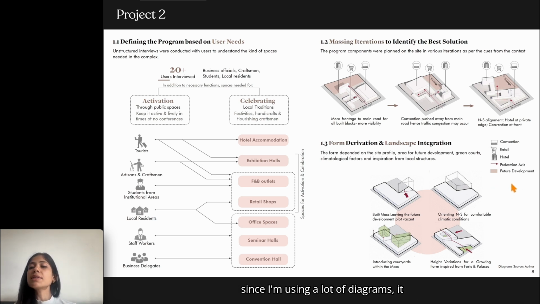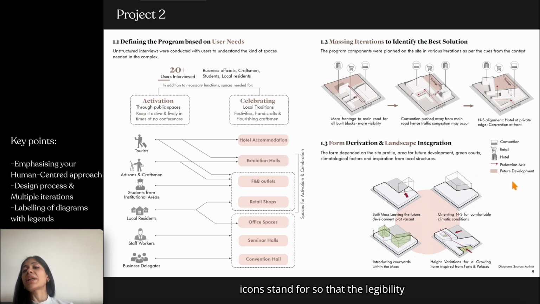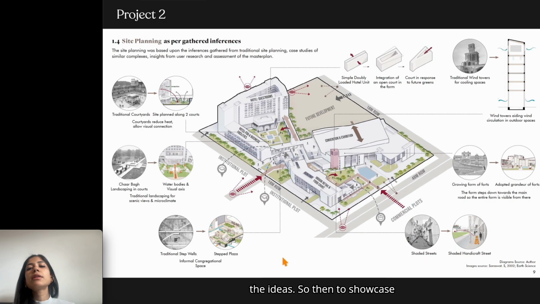Again, over here, since I'm using a lot of diagrams, it becomes important to show a legend or a key of the labeling that you've used. So here, because I was using a lot of icons, I've explained what these different icons stand for, so that the legibility and the readability of the diagrams is quite clear. So these are the smaller things that we need to keep in mind while we are using visual tools to communicate the ideas.